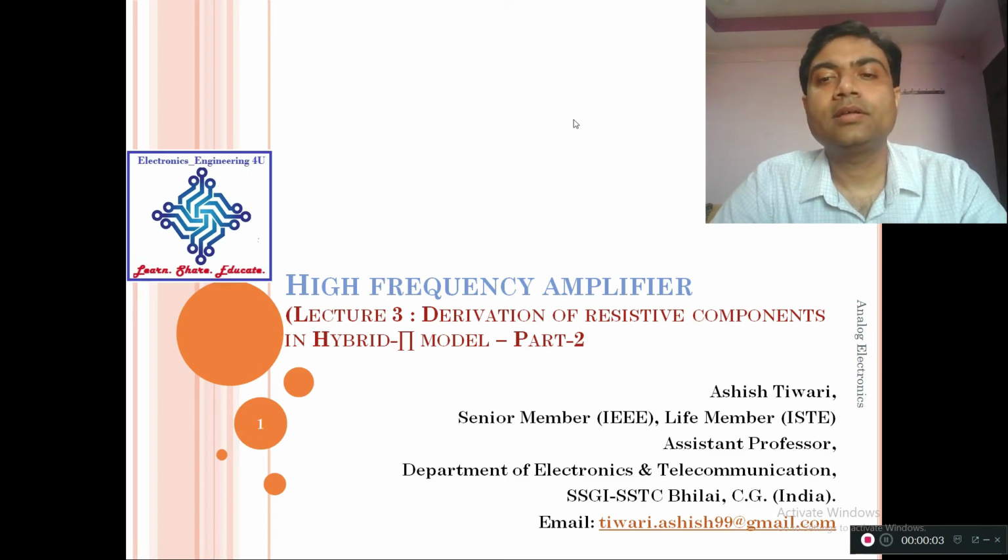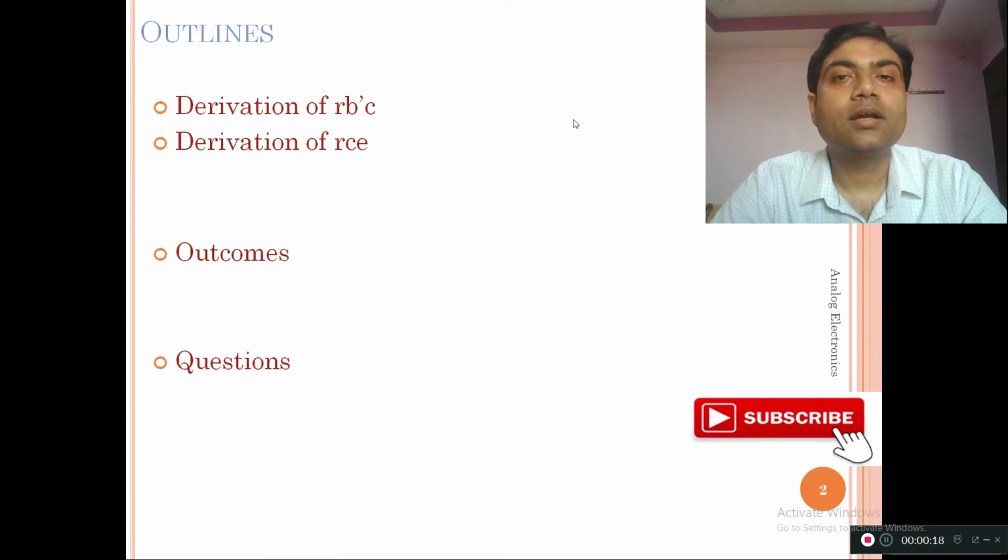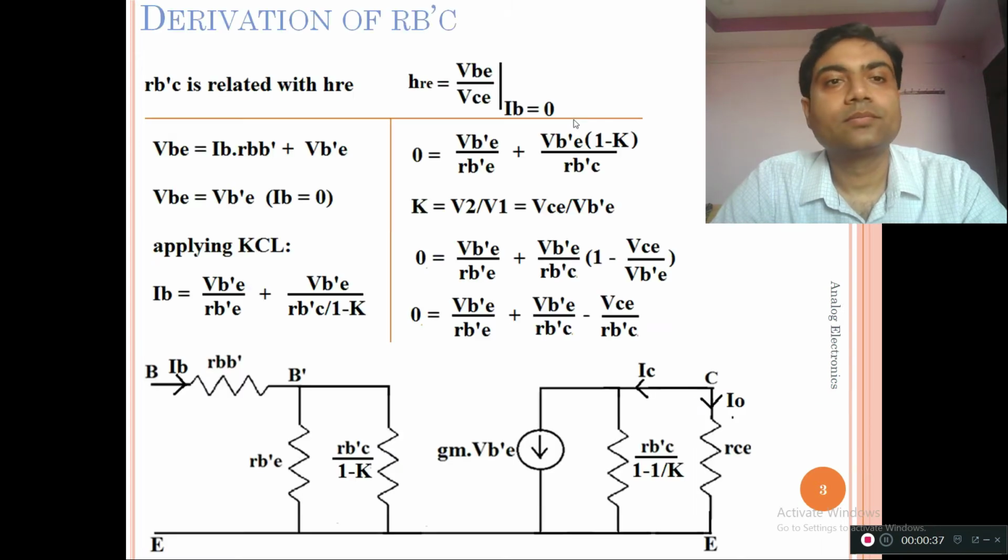We are deriving the resistive components in the hybrid pi model, and this is part 2 in the high frequency analysis of the amplifier, where we are analyzing the transistor at high frequency using the hybrid pi model. The two things left in the derivation are the value of RB'C and the value of RCE. We have derived the values of gm, RBB' and RB'E in the previous lecture. So today we are interested in the calculation of RB'C and RCE.